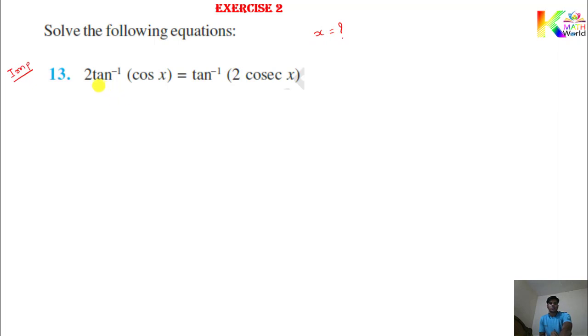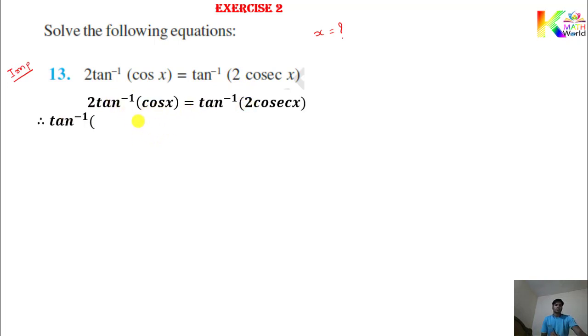Okay. So firstly 2 times is given, so you can write it twice. 2 times tan inverse cos x plus tan inverse of cos x. This is your question. Okay, in the next step you can see that tan inverse of cos x plus tan inverse of cos x, that is equal to tan inverse of 2 cos x.